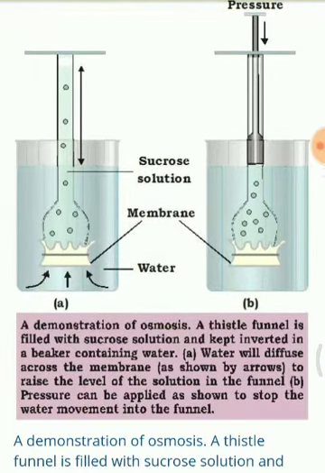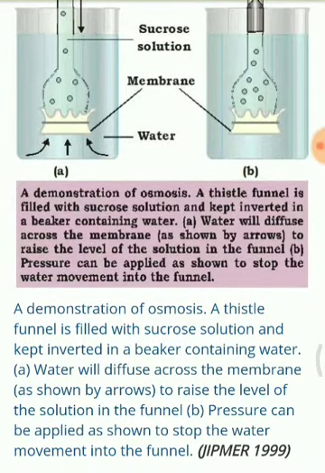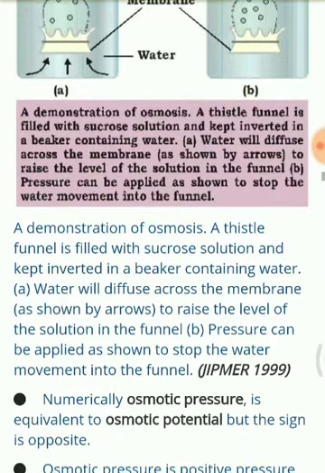A demonstration of osmosis: a thistle funnel is filled with sucrose solution and kept inverted in a beaker containing water. Water will diffuse across the membrane as shown by arrows to raise the level of the solution in the funnel. Pressure can be applied as shown to stop the water movement into the funnel.